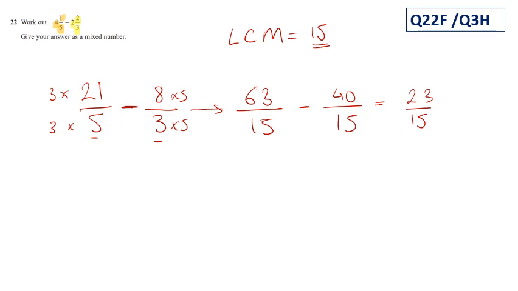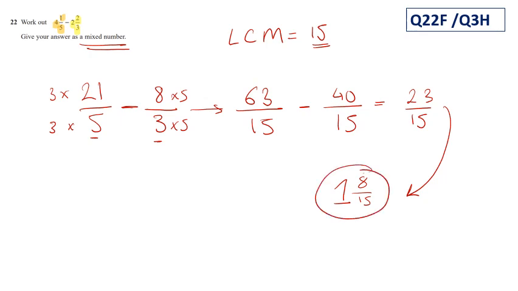So this is the top heavy fraction. We need to convert this back into a mixed number, as the question wants the answer as a mixed number. So to do that, I need to divide 23 by 15. So how many 15s go into 23? That's one whole, and then find the remainder of 8 and write that as a fraction over 15. So my answer is 1 and 8/15.